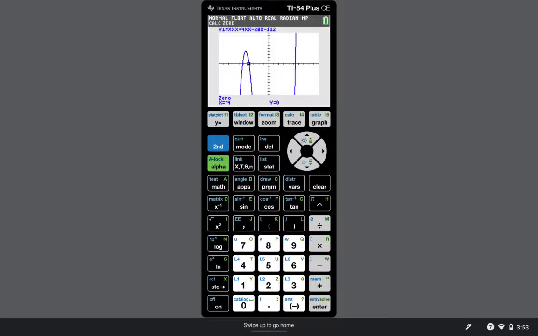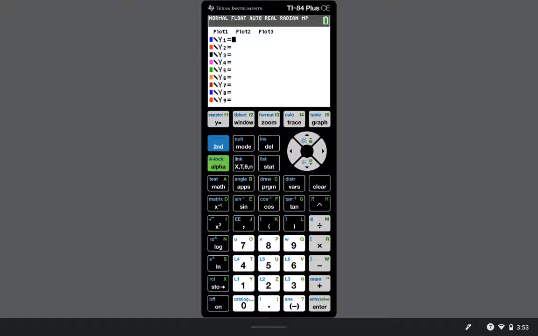And you're going to go to your y equals key, clear out the old one, and type in the new one. 9x cubed minus 66x squared plus 145x minus 100. Hit zoom 6 to see what the graph looks like.